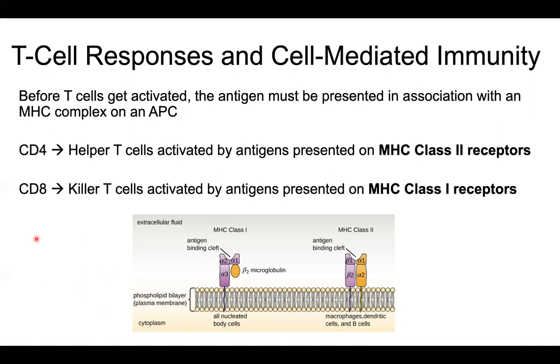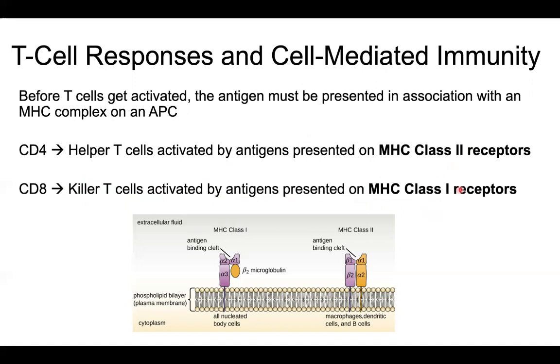So the CD4 T cells are activated by antigens that are presented on the MHC class II receptors, right? So you have to have an antigen presenting cell here. Whereas CD8 cells, which become killer T cells or cytotoxic T cells, are activated by antigens that are on the class I receptors of the antigen presenting cell.